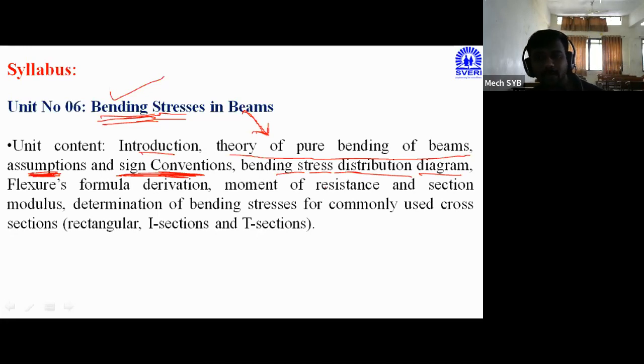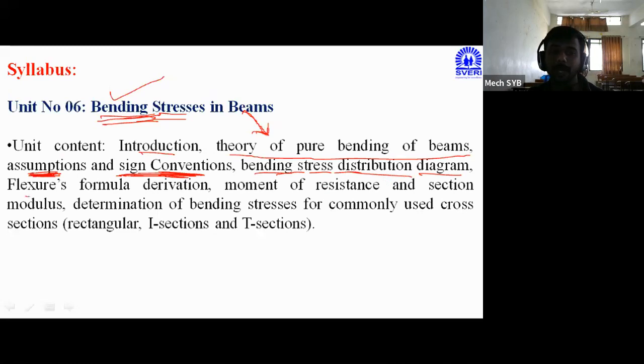Similarly, in this chapter also, after calculation of the bending stress values, we are going to draw one diagram. That diagram is called a bending stress distribution diagram. And from that diagram, you will get two answers. That is, first, where bending stress is maximum and where bending stress is equal to zero. So that we will get through this particular diagram.